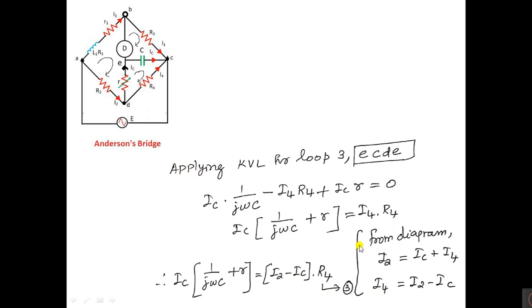From the diagram, I wrote the KCL equation I2 equals IC plus I4. From this I can write I4 equals I2 minus IC. Replacing I4 here with the expression I2 minus IC, I get the expression number 3. So now I have written three expressions based on the loops.